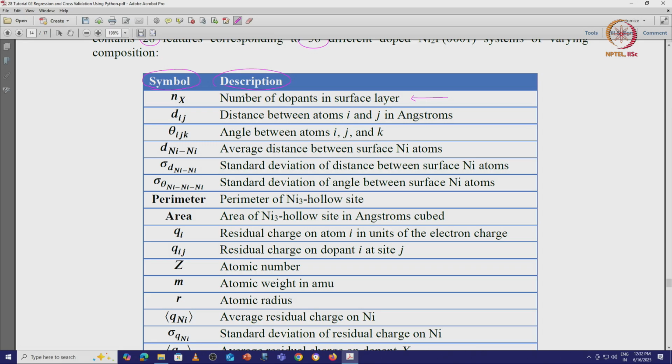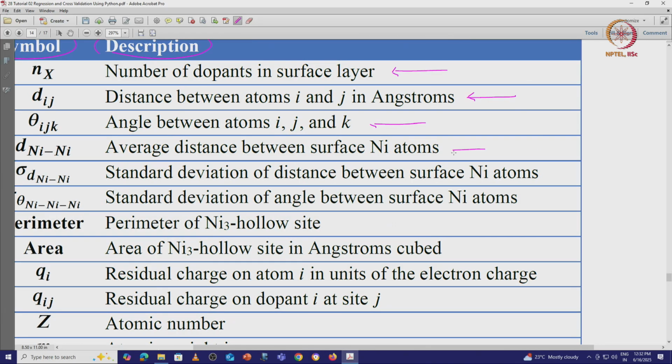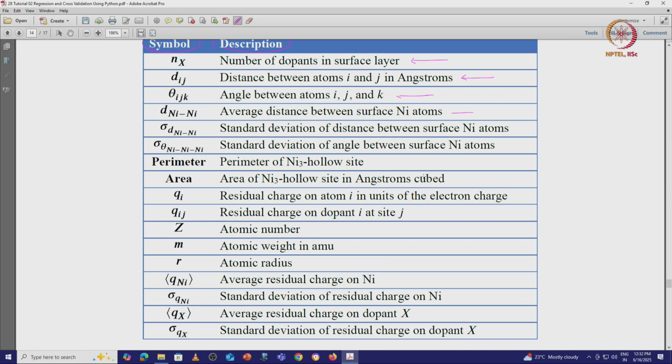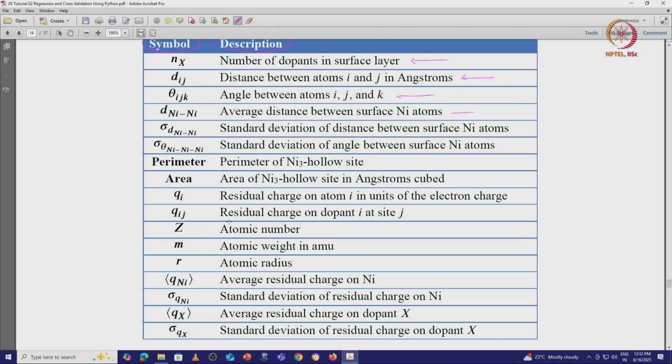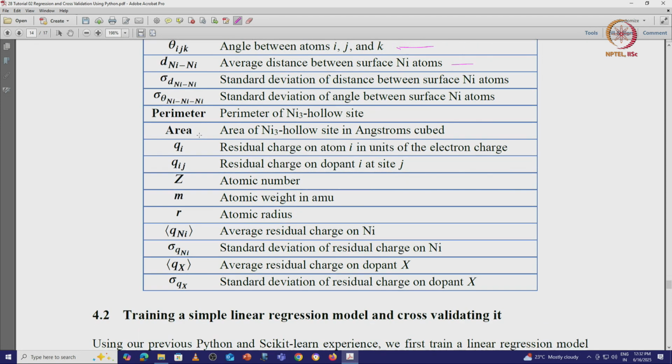This could include things like the number of dopants in the surface layer, the distance between various atoms, the angular information. The geometry of the surface is important, so that also includes things like distances and so on. So with this brief understanding of the data set, and you are free to pause here and understand each of these features, I am going to go ahead in the interest of time.